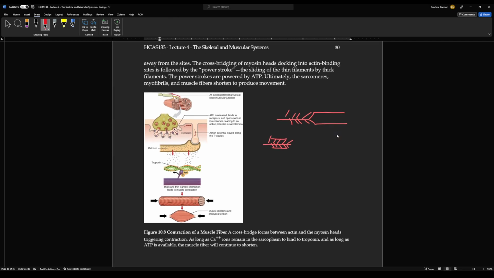Now, at the whole muscle level, not all muscle fibers contract at the same time. And there's one major principle for this. It's called Hahnemann's size principle. And it basically tells us that smaller motor units will contract first. The body wants to use the least amount of energy possible to cause a contraction.